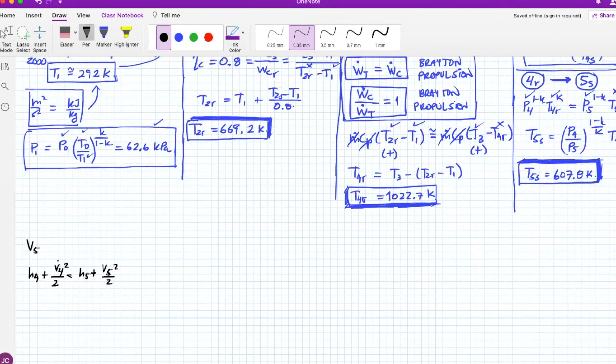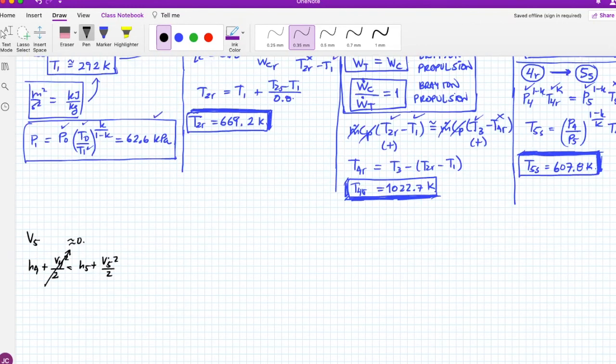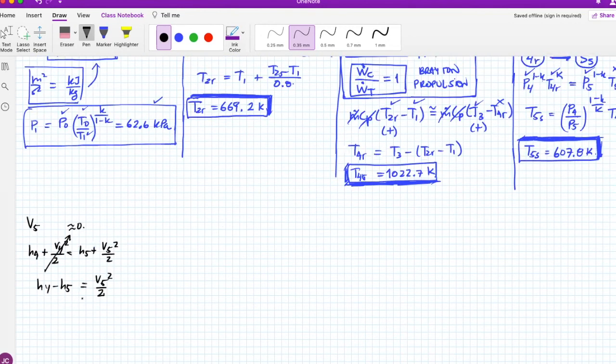Okay, so with this, I will say that V4 is approximately zero. Therefore, V5 is going to be like this: H4 minus H5 equals V5 squared divided by 2. Okay, therefore, I'm going to put 2000. Why? Well, again, these are kilojoules per kilogram.